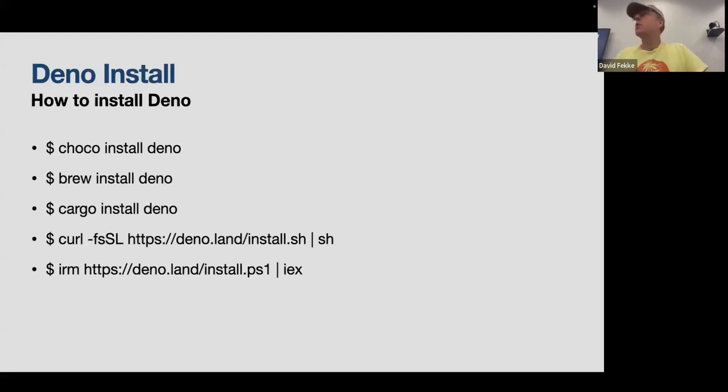To install this, there are multiple different ways you can install Deno. If you're using Windows, you can use Choco or Choco, however you pronounce that. On the Mac or Linux, you can also use Brew. There's a cargo install if you want to install Deno as part of a Rust project. And you can also just do a curl install. And then on Windows, you can do an IRM, IEX type command as well.